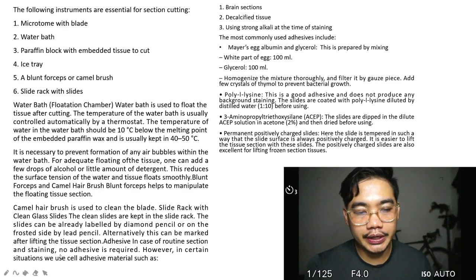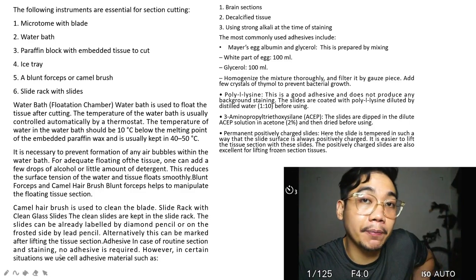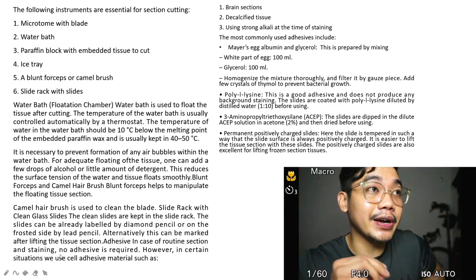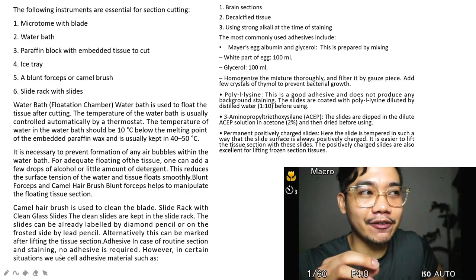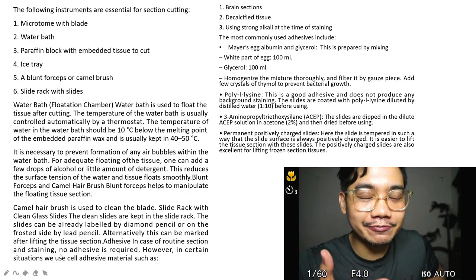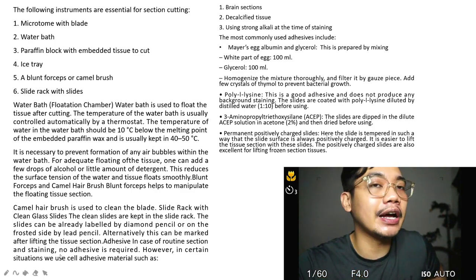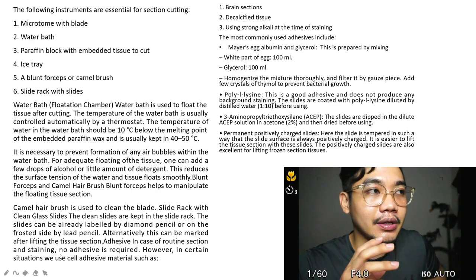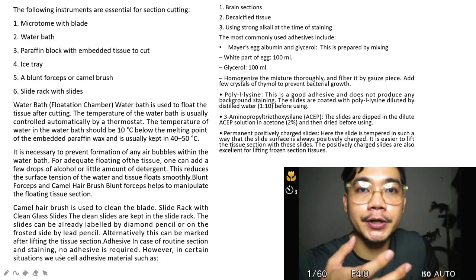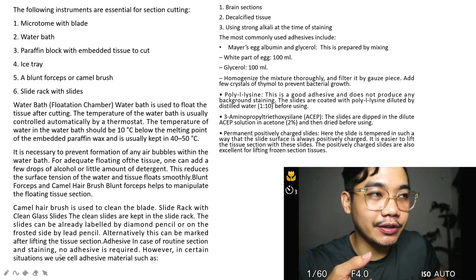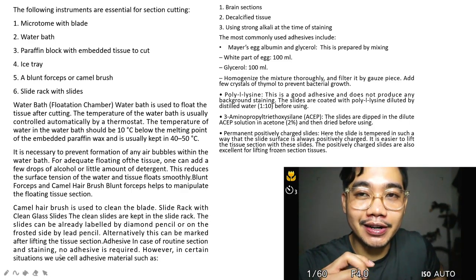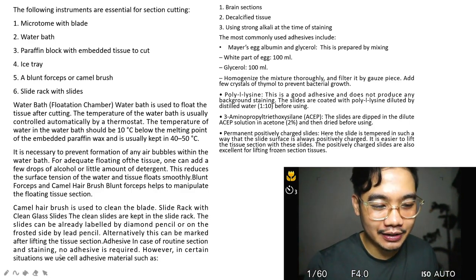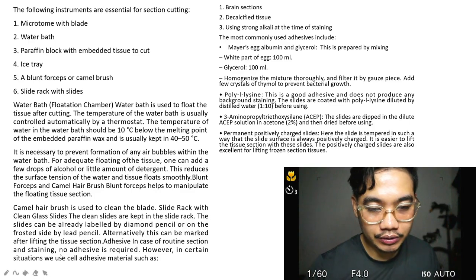So, we usually label the slides with a pencil because the writing of the pencil, the lead of the pencil, can survive decolorization and alcoholization in the staining process. The staining process is quite abrasive to pen marks. Pen marks get erased, especially when you reach the xylene part.